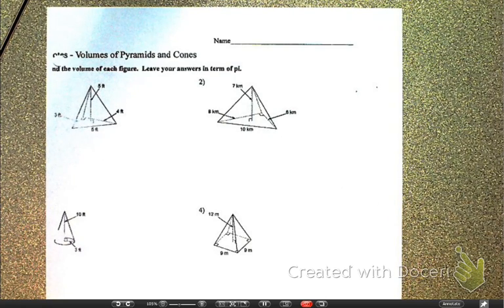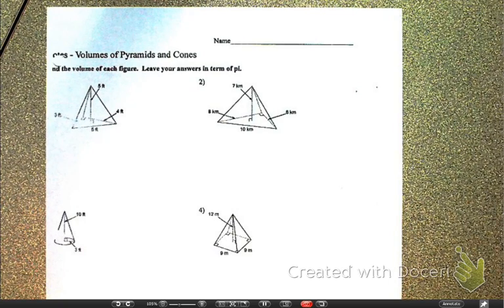What is something you notice? Let's listen and pay attention. What is something you notice, a big difference between cylinders and prisms and pyramids and cones? What is a big difference? Jonathan. More numbers and more shapes. What do you mean by more shapes?